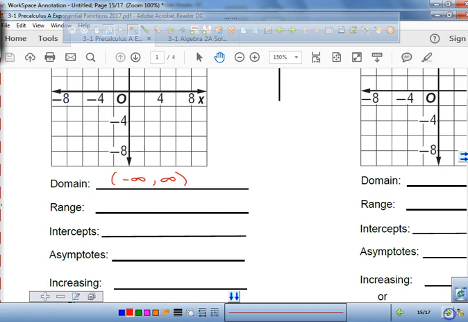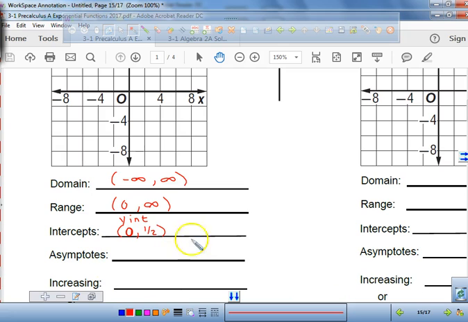That's right, 0 to positive infinity. Very good. 0 to positive infinity. All right, intercepts. Do we have any x-intercepts? No. No x-intercepts. But we do have one y-intercept, and the y-intercept is when x is equal to 0. I think we got a half for that.